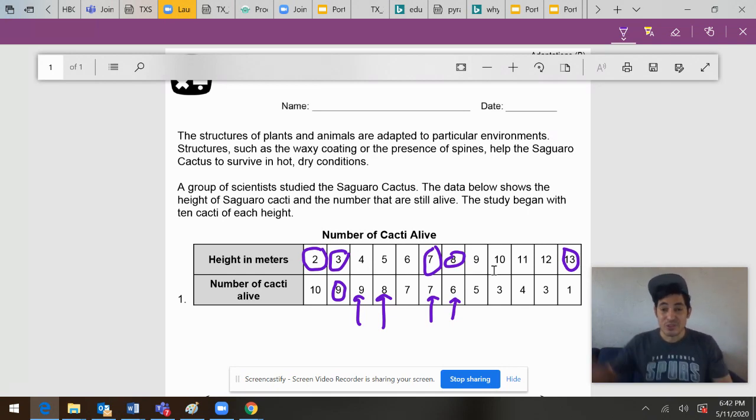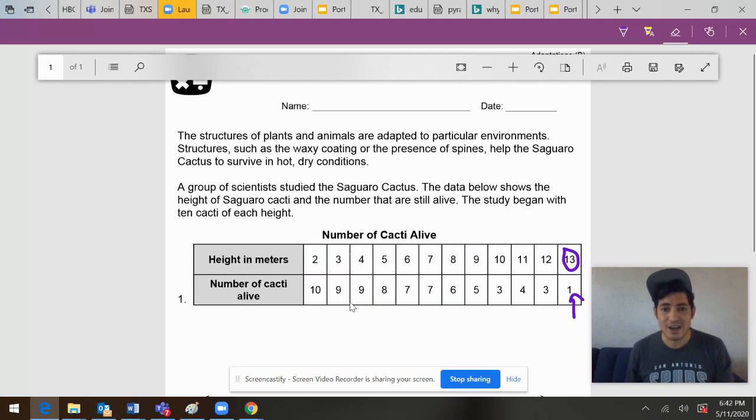Okay. Now, the 13-meter plants, the really tall ones, only one survived. You can see right here, only one of those survived. That means 9 of them died. Okay, so they started with 10 of the 13-meter plants. 9 of them died. 1 stayed only. So poor 13-meter plants. So based on all that information, what they wanted you to do in number 1 is they wanted you to create a dot plot.